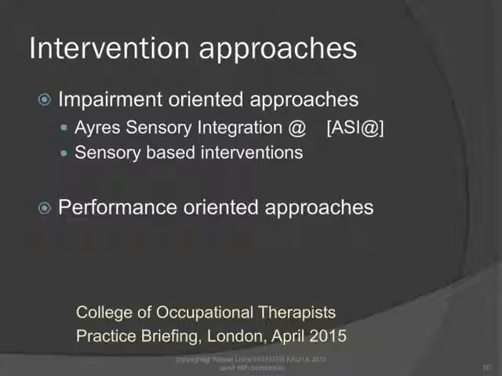The first category they refer to as impairment-oriented approaches, and they include AIRS sensory integration and sensory-based interventions under this category. AIRS sensory integration is a person-focused intervention which addresses a person's sensory needs in therapy. The aim of therapy is to change the way the body processes sensory input, leading to more adaptive behaviors. They report that the research is inconclusive about the effectiveness of AIRS sensory integration.